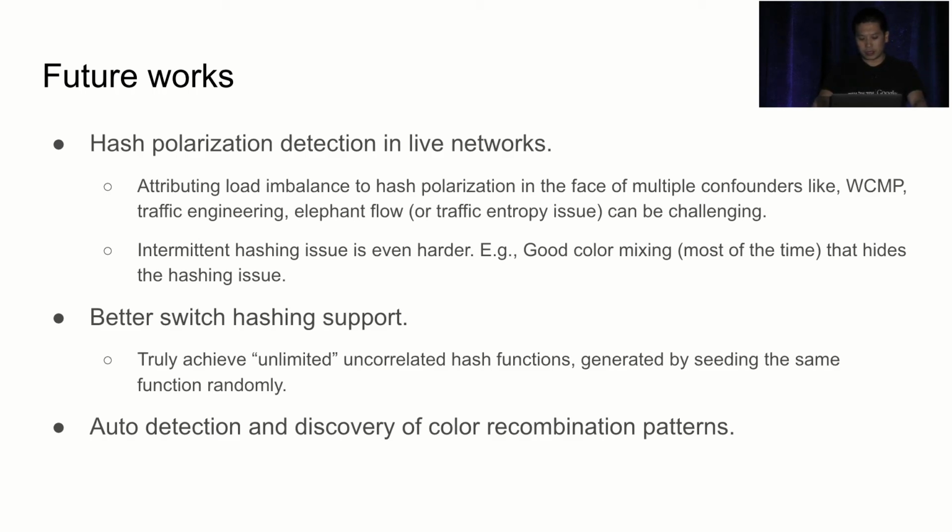Fundamentally, as good as the approaches that we have proposed, we believe the fundamental way to solve this is at the switch hardware level. We really need the switch vendors to provide unlimited, uncorrelated hash functions, generatable by seeding the hash function randomly. Lastly, how do we automatically detect and discover this color recombining pattern, considering multiple factors like routing, hashing, the traffic entropy, etc.? It's also an interesting problem.